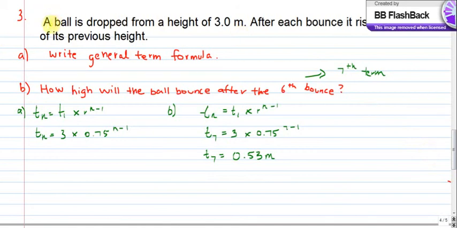This is a word problem. A ball is dropped from a height of 3 meters. After each bounce, it rises to 75% of the previous height. That's the key variable, the 75%.